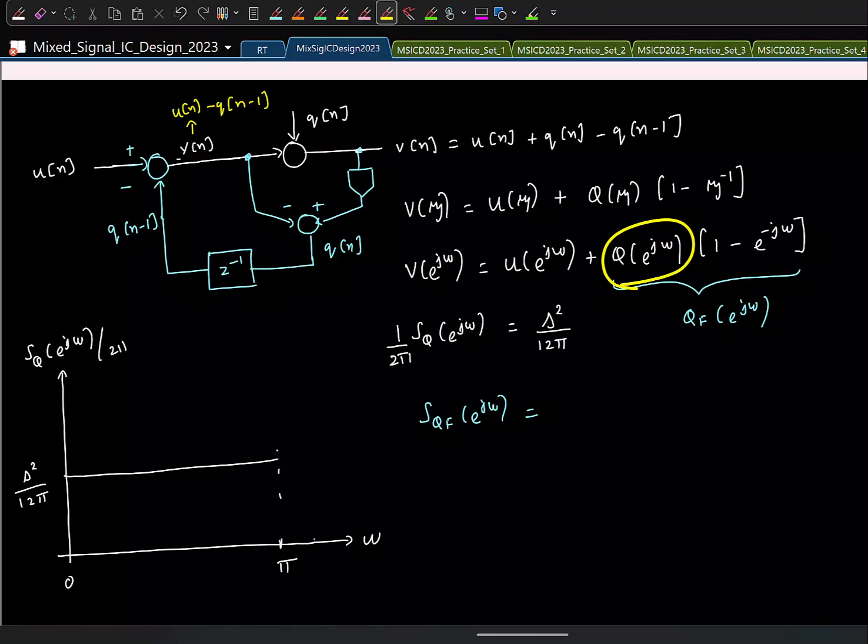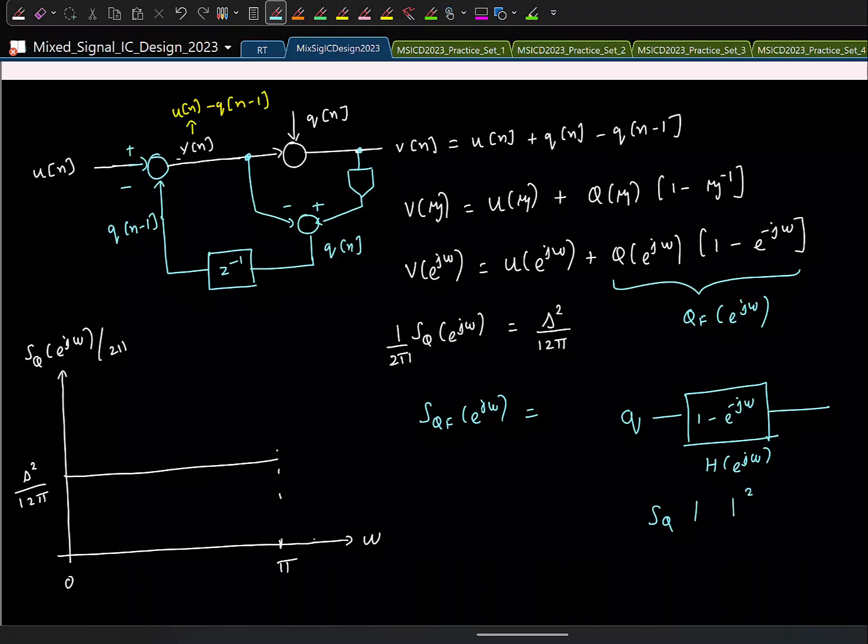At the square of this term, the mod of. Think about it. I have Q. It looks like it goes to a filter with a frequency response 1 minus e power minus j omega, or let us say some H of e power j omega. So it is SQ of e power j omega into the magnitude squared of the transfer function, right? So is that fine? I'll directly write it. I'll erase this. So this is going to be SQ of e power j omega times the magnitude squared of this transfer function.